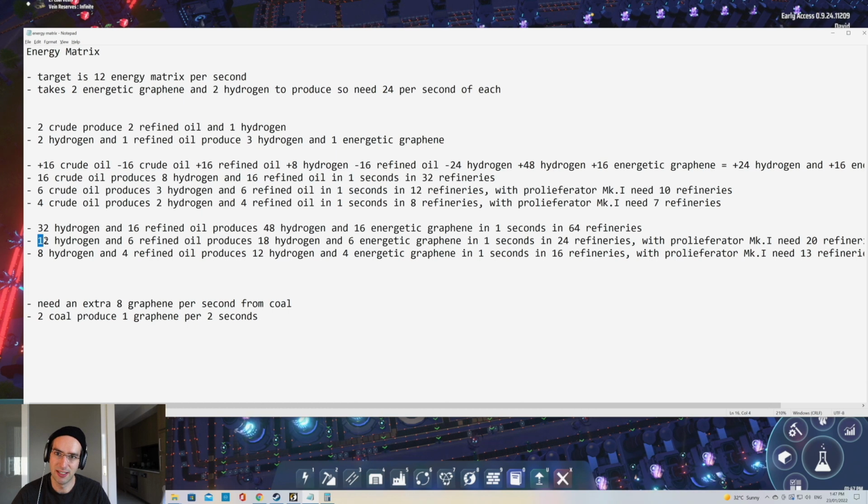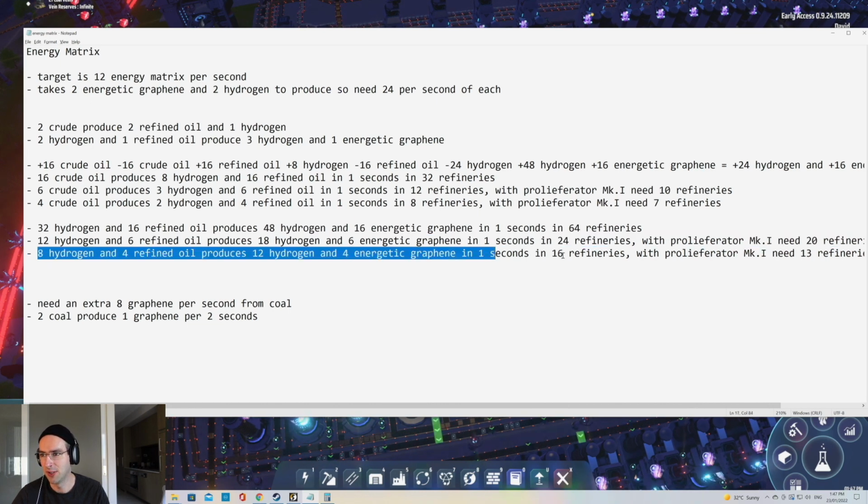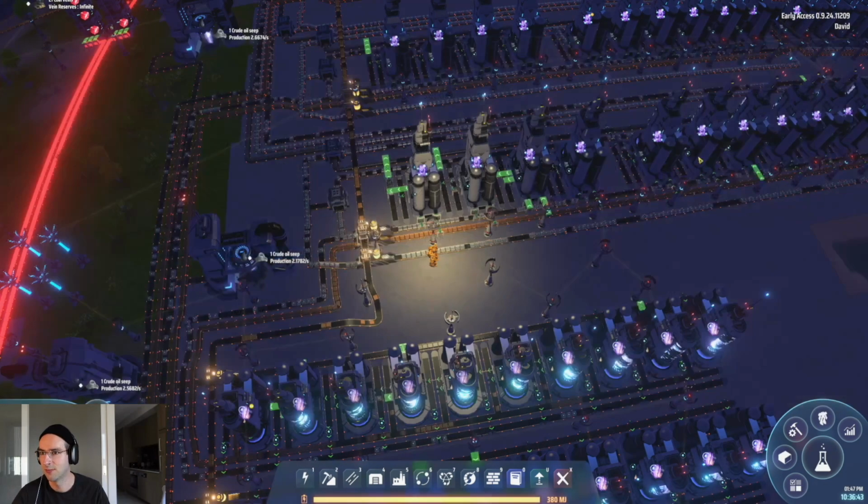Now that does mean that we need 12 hydrogen. So I'll show you those little bits as well in the production lines. This basically means that we need 2 hydrogen belts, which you'll see at the start. And of course 2 and a bit hydrogen output lines here. So we need 2 of these, and then we need 1 slightly scaled down version, which only has 16 refineries. And of course with the proliferator, we only need 20 and 13 refineries respectively.